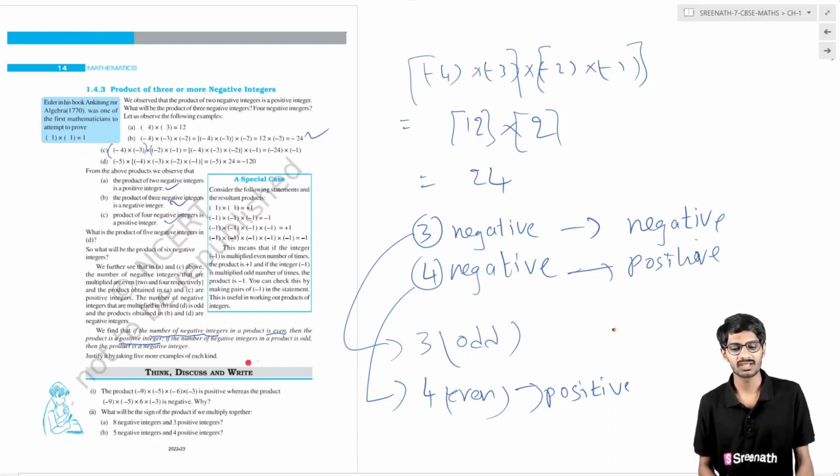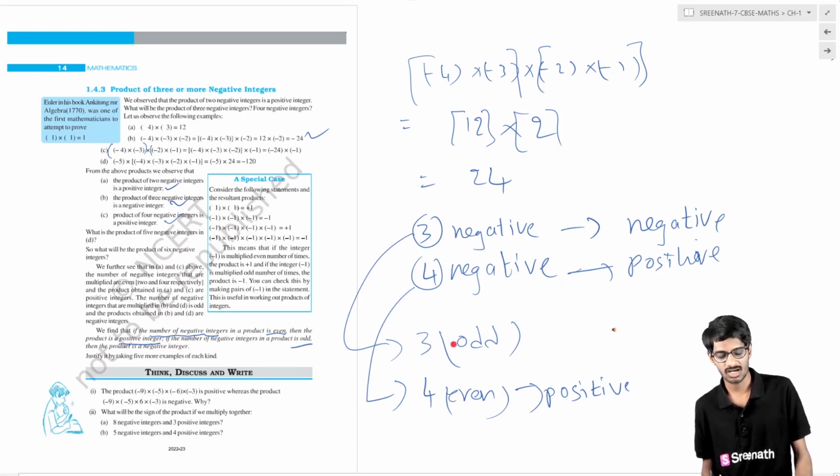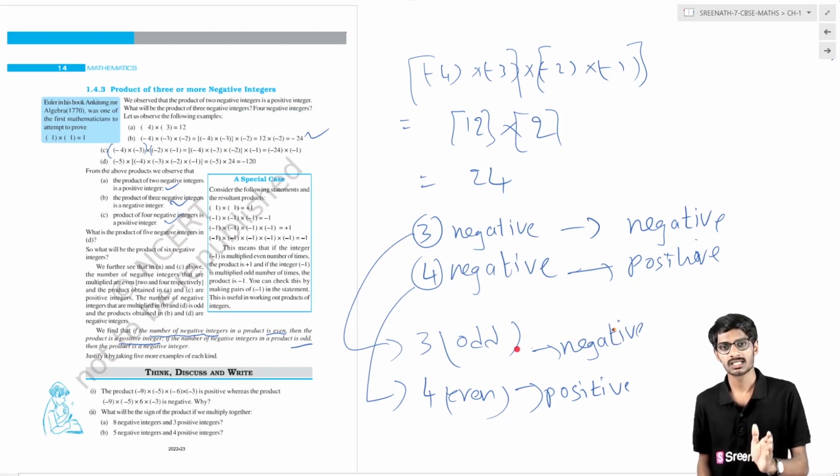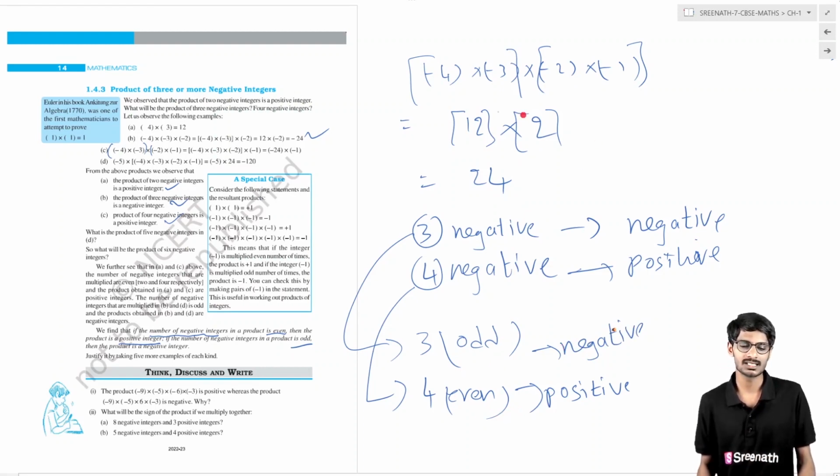Then what happens if the number of negative integers is odd? If the number of negative integers in a product is odd, like in this case the number of negative integers is 3, which is odd, then what is the result? Then the product is a negative integer. So if the number of negative integers is even, then we will get positive. If the number of negative integers is odd, then we will get negative. This is for the product of 3 or more negative integers.